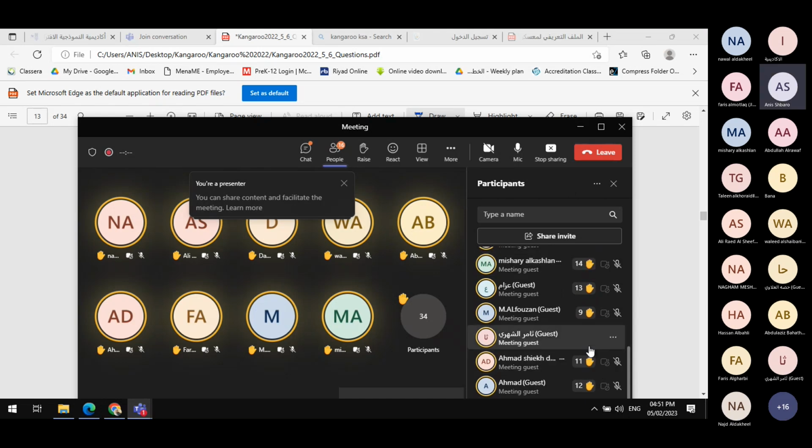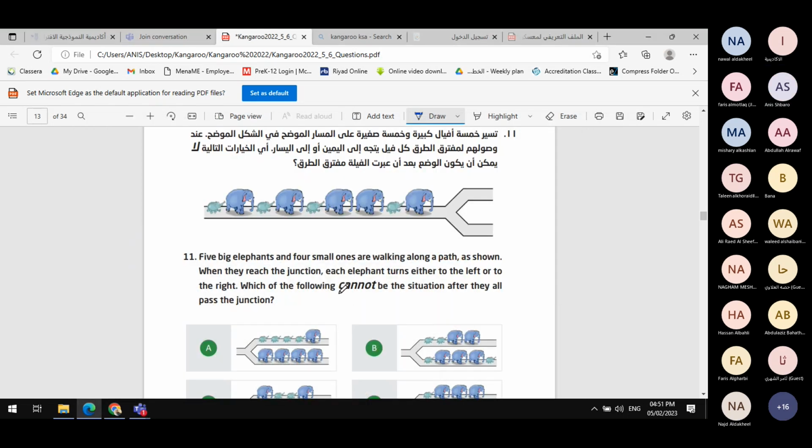Usually in this type of question, you go directly to the choices. They told you the following cannot be the situation, so of course we are going to test our choices to see if each can be the situation or not. So simply start with A.